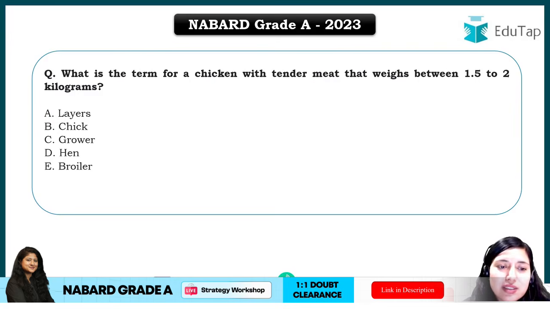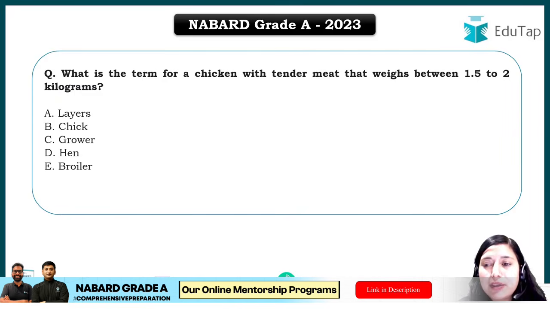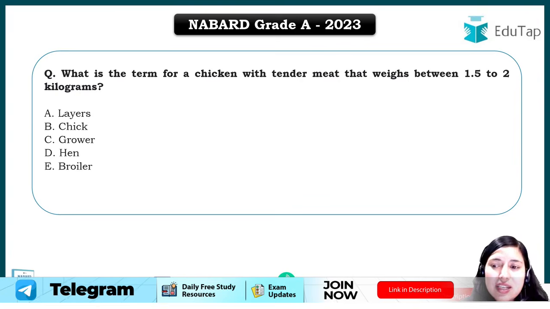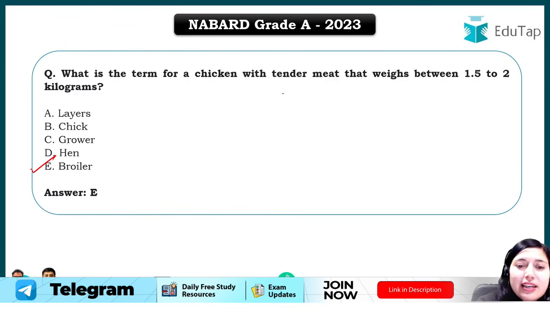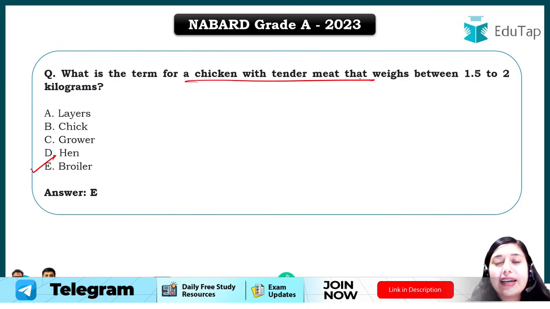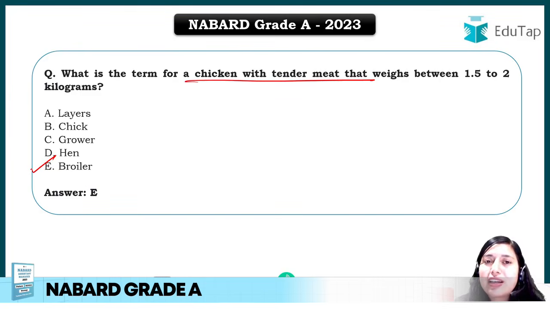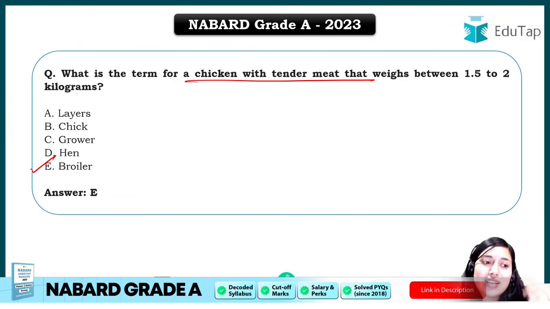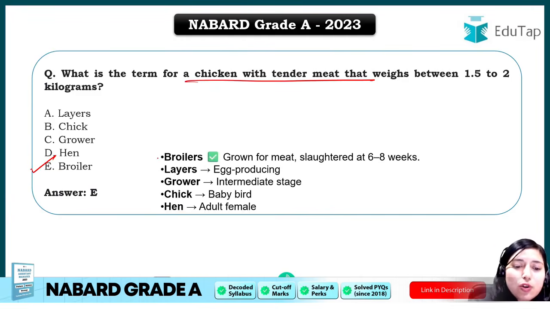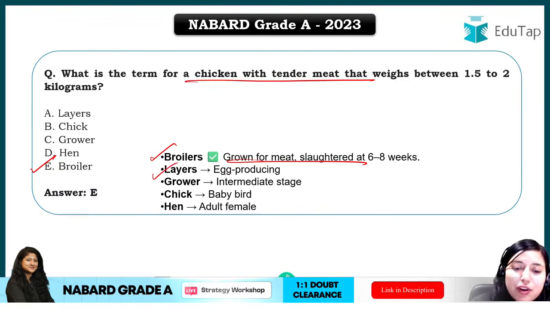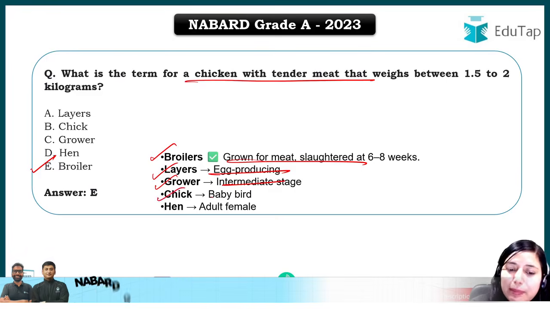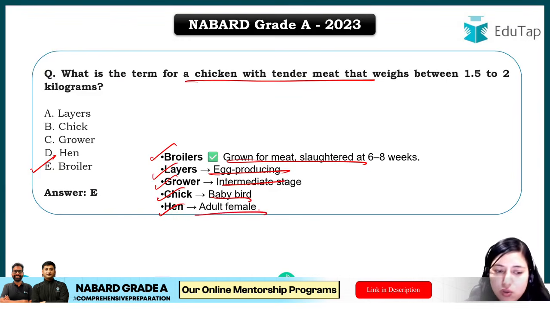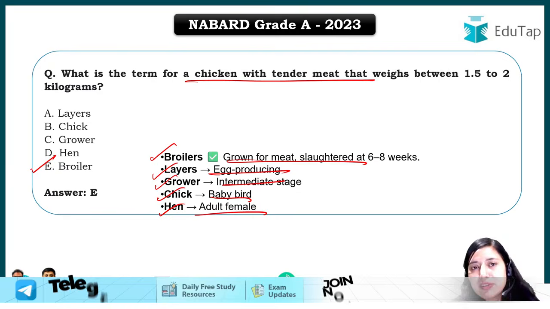So now the next question is, what is the term for chicken with tender meat weighing between 1.5 to 2 kgs? Again a question from poultry, right? Animal husbandry and poultry. So the answer for this question will be option E, that is broiler, because here it has been written chicken with tender meat. So when we are using chicken for meat purpose, it will be called broiler. When we are growing chickens for egg purpose, that will be called layers, right? So basically broilers are grown for meat. Okay, layers are for egg production. Growers are an intermediate stage, meaning a growing stage of chicken. Then chick is a baby bird and hen is an adult female, right? So all these terms are clear, and that's why the answer will be option E.